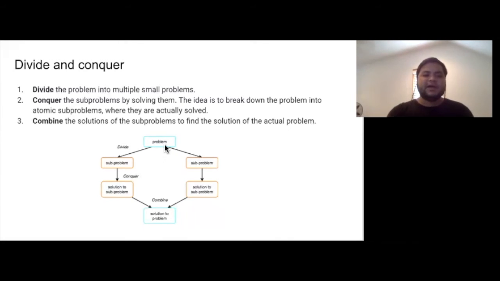In this figure, you can see that this original problem is divided into two subproblems, and then each subproblem is conquered by calculating or whatever you do. You find the solution of each subproblem and then combine these solutions. And this final solution is the solution to the original problem.